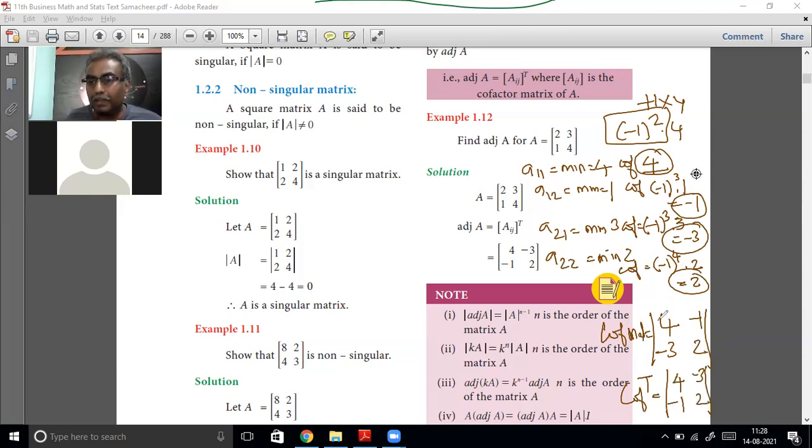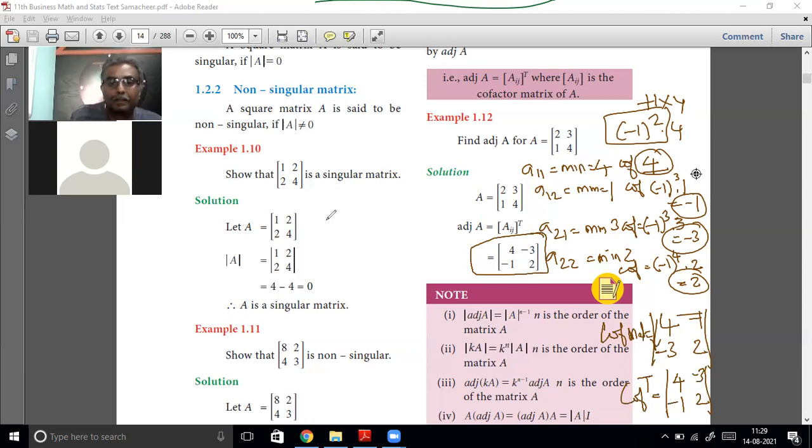This goes here. Now do you understand? 4, -3, -1, 2 is what we have to write. They omit two steps in the middle and write it. So all the time, in order to find the adjoint, first you must find the minor, then for each one you must find the cofactor, then you must fill up the cofactor matrix.